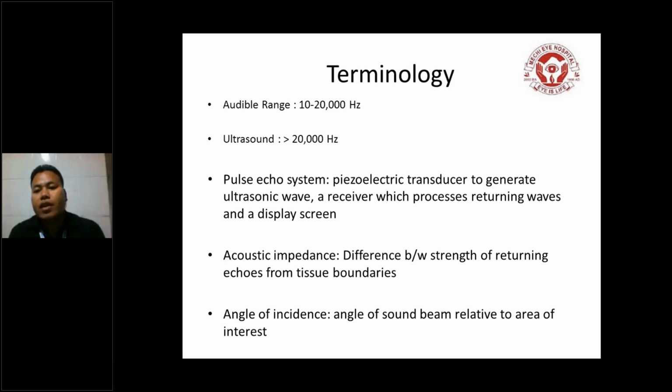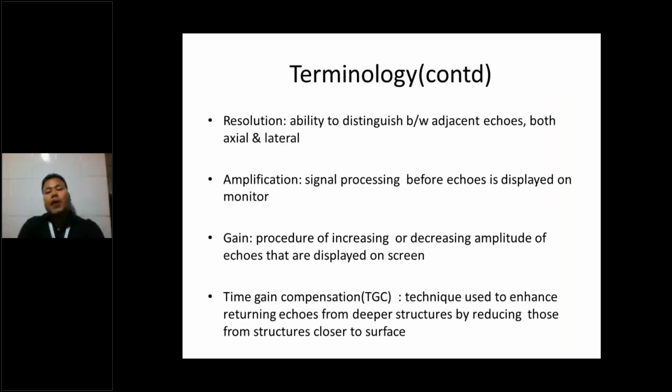Now, the pulse echo system is a piezoelectric transducer to generate ultrasonic waves, and a receiver which processes returning waves and displays them on screen. Similarly, acoustic impedance is the difference between the strength of returning echoes from the different tissues. Angle of incidence is the angle of the sound beam relative to the area of interest. Resolution is the ability to distinguish between adjacent echoes, both axial and lateral.